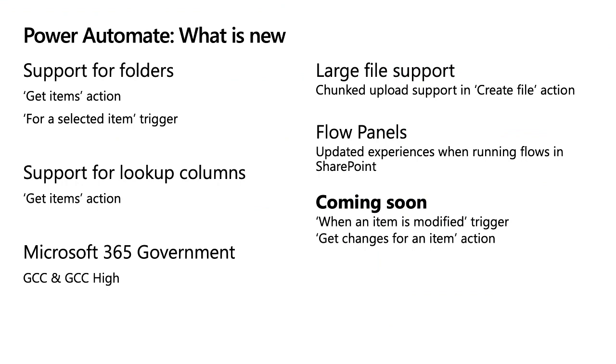Now, coming soon, one of the biggest asks from customers is the trigger for when an item is modified. Today, we have the trigger when an item is created or modified. But there isn't a specific trigger that helps you to monitor when an item is modified. So we're bringing that very soon for you to build powerful business process when item modifications or file modifications for the file properties happen. Along with it, we also get changes for an item action that helps you to query that change and understand which specific fields got modified in that process.